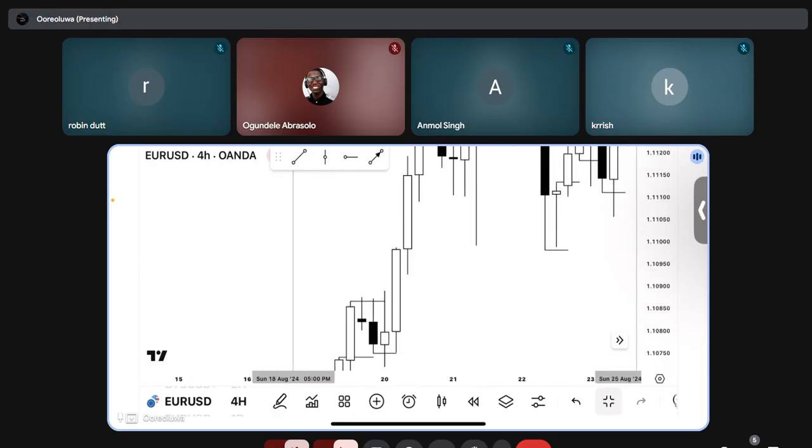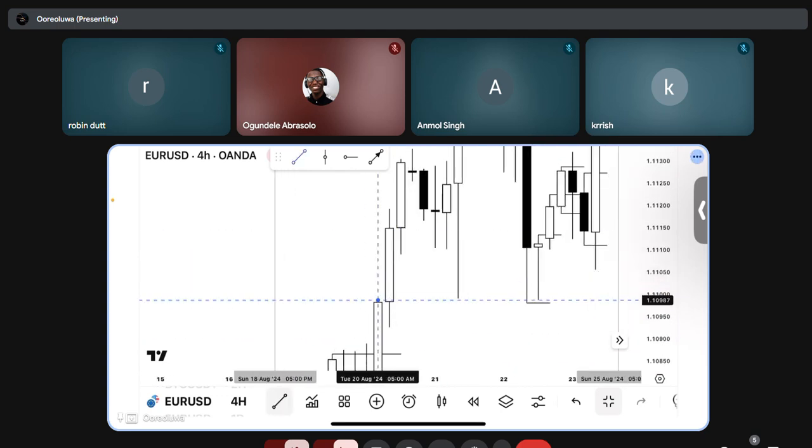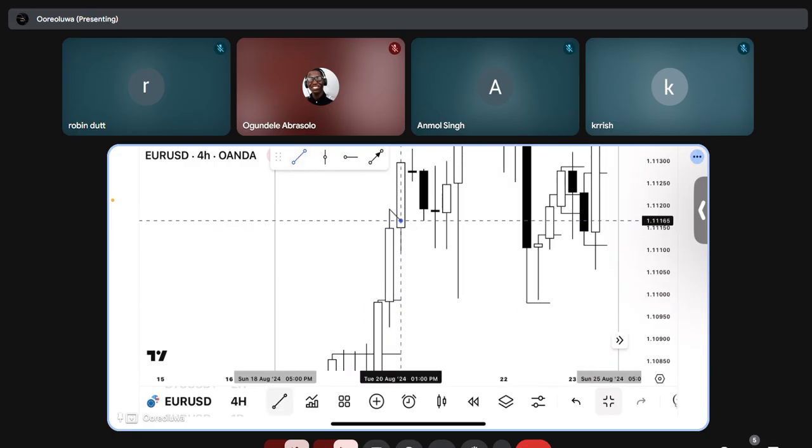So we closed above it, which means we are still bullish, right? Close above, and we are interested in this candle again. Close above, bullish.